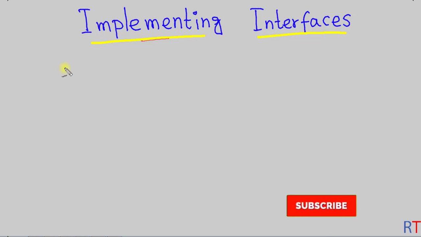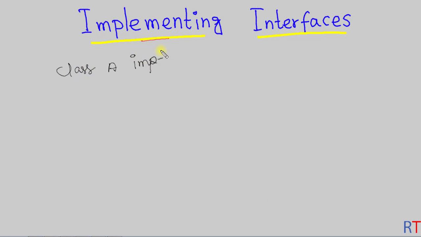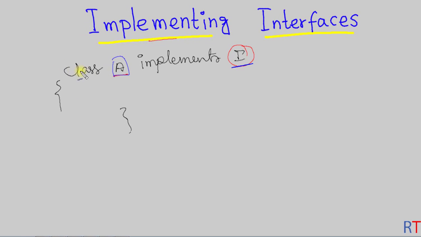As an example, if we have one class A, then we can use the implements keyword and implement the interface I, and this way the class A is implementing the interface I. Now the class A must provide a definition for the abstract method of the interface I, or the class A also has to be declared as an abstract class.